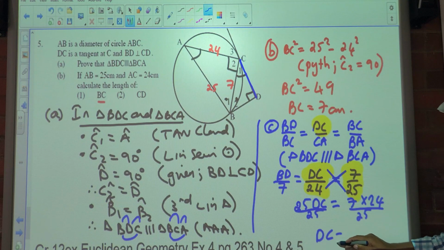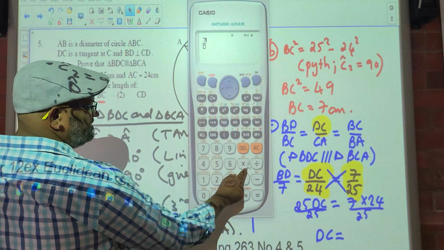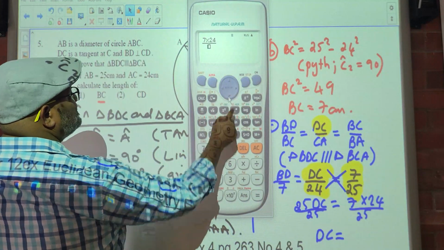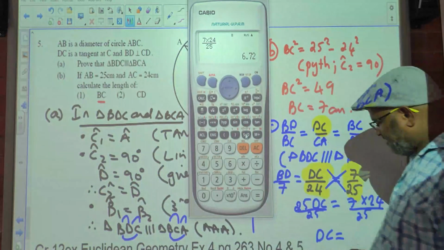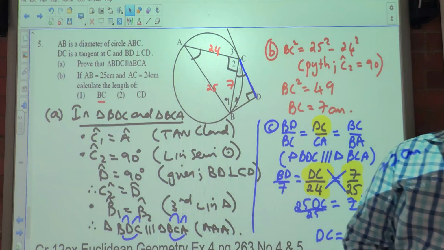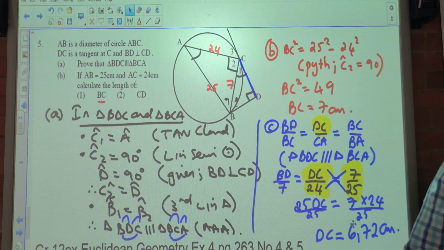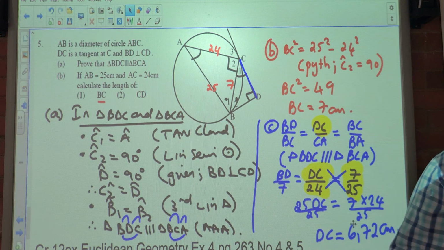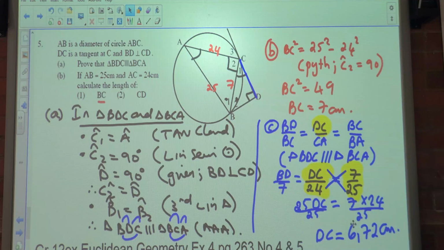So DC works out to be, work it out, people. 6.72 centimeters. People, is there any confusion? No. Okay. So that brings us to the end of exercise 4. So now we're going to look at the next example.